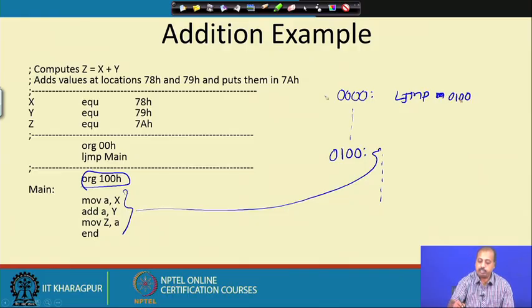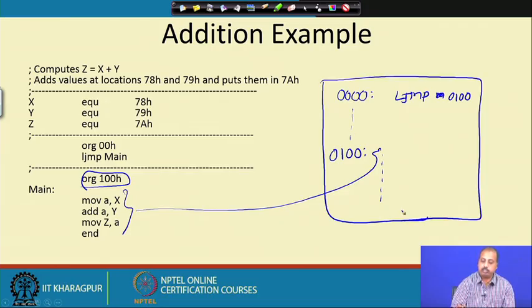So, the assembler, when generating the object code, will put the instruction LJMP 0100 at location 0000, and at location 0100 onwards it will put the code for this piece of program. When the program is actually executed and we reset the processor, the PC will be 0000. So, it will come to this instruction and execute the LJMP 0100. As a result, it will start executing from this point onwards.